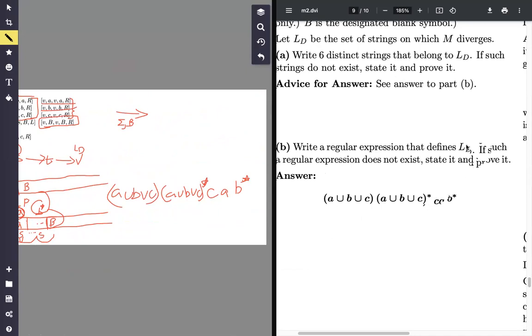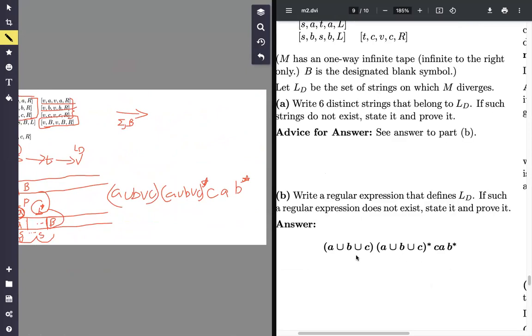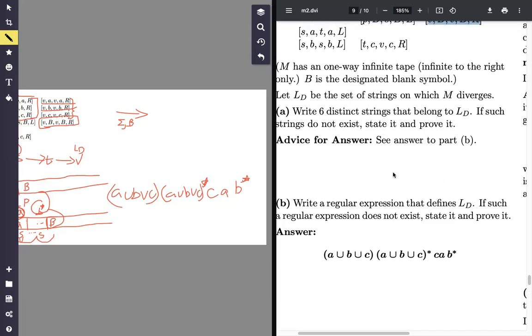And then how do you create 6 distinct strings from this regular expression? You just pick something from here. Let's pick a C. And then you have a star here. Let's make that 0. Let's make the star equal to 0 also. So we have 3 options here. Picking 0 from here, then we have 2 here. That's already 3 strings. And then you just copy those 3 strings and add a B at the end of it. And now we have 6 strings. And that's good enough to answer part A. 6 distinct strings.